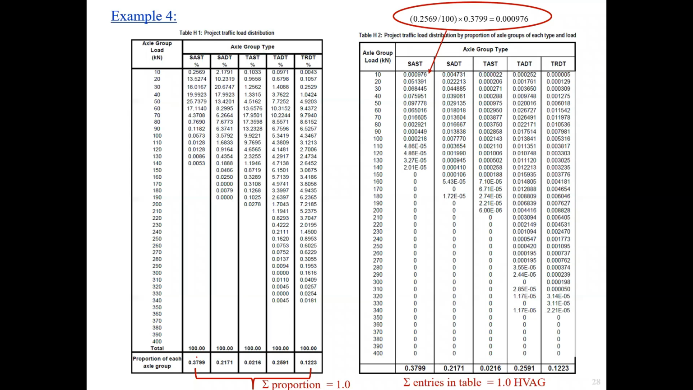For example, the project traffic load for axle group load of 10 kilonewton and axle group type of SAST is calculated as 0.2569 divided by 100 times 0.3799, and we get a value of 0.000976.